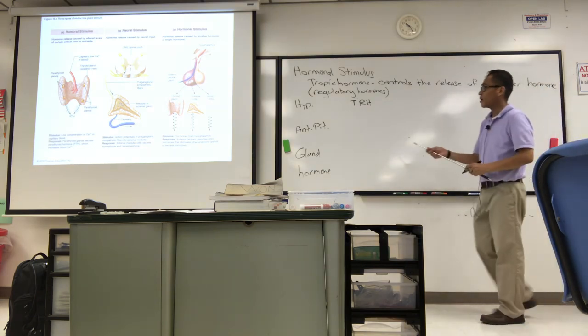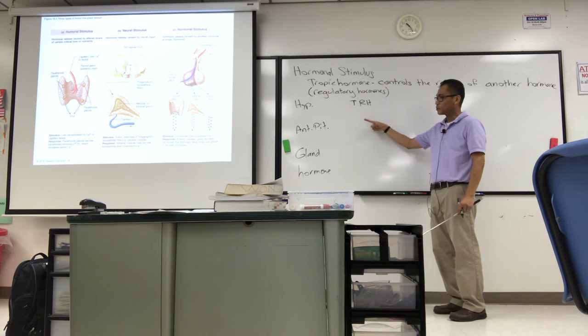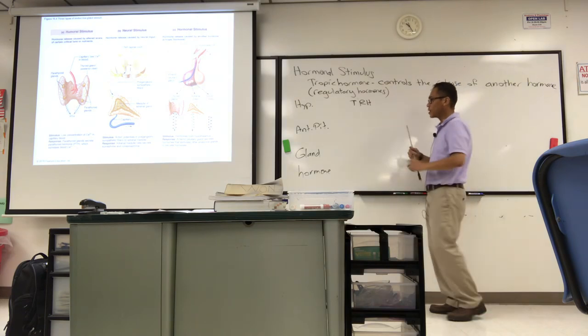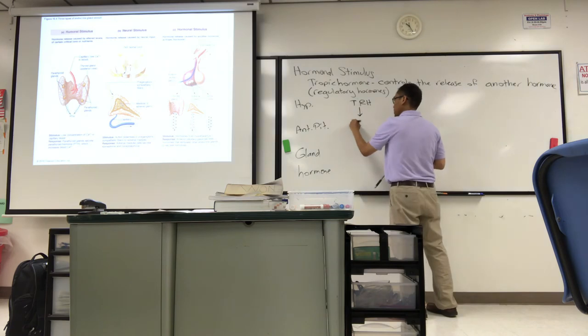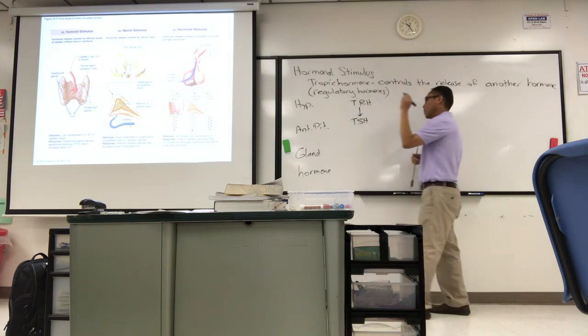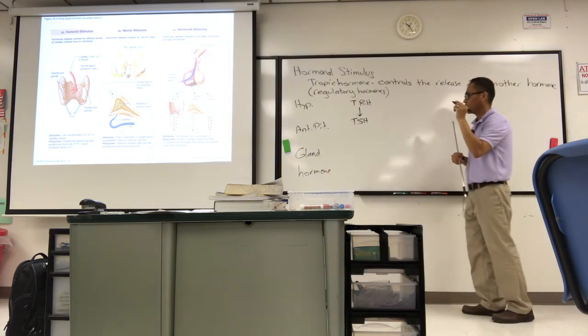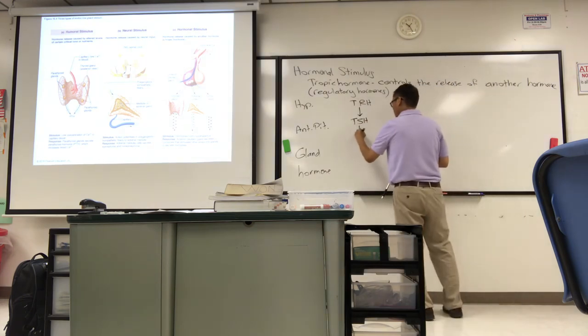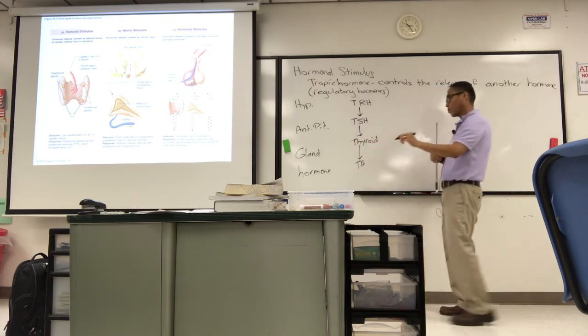But anyways, the point is it's from the hypothalamus. It'll travel a short distance to the anterior pituitary, and in response to that, cells will release TSH, which stands for thyroid stimulating hormone. So that will travel to your neck where the thyroid gland is. And in response to that, the thyroid will release thyroid hormone.